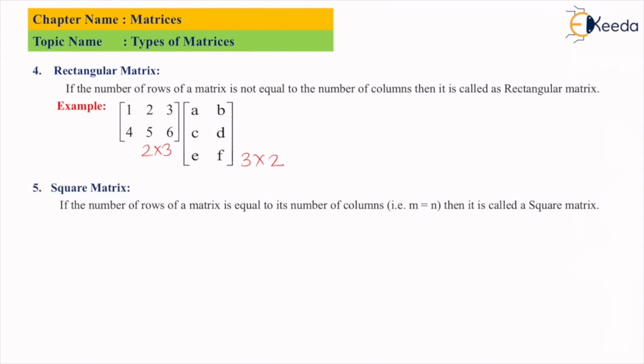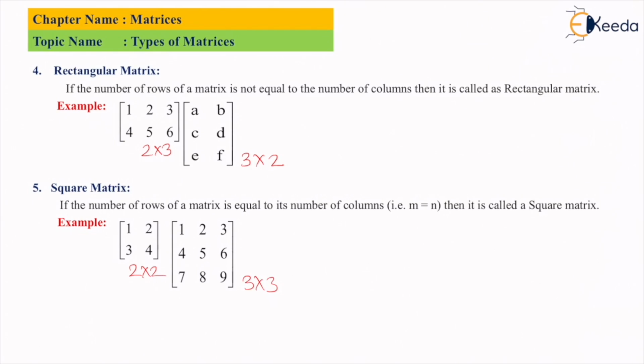Next, a square matrix. Now it resembles the definition of a square. So guys, same thing as the rectangle. We have seen rectangles in school days. A rectangle has 4 sides and 2 sides are different. Similarly, in a square, all 4 sides are equal. And that is why in a square matrix, the number of rows and number of columns are always equal. Now you can see two examples: one matrix with order 2 by 2, another with order 3 by 3. So the number of rows and columns are equal.